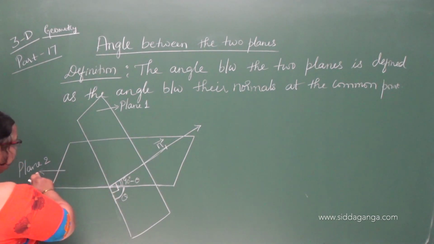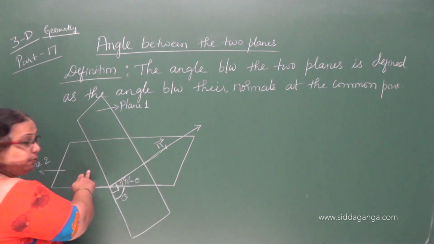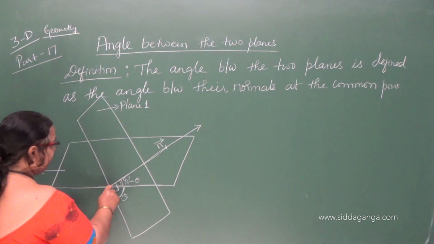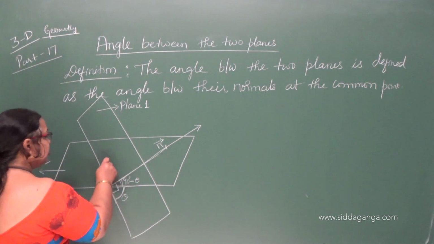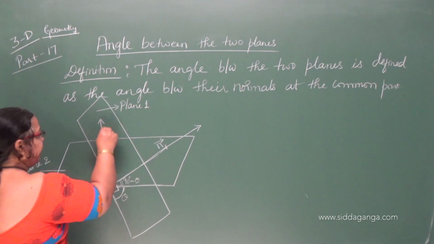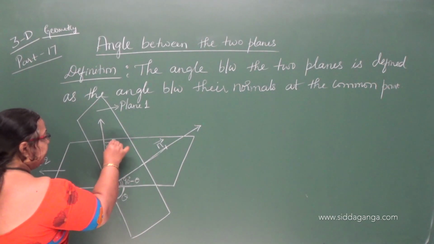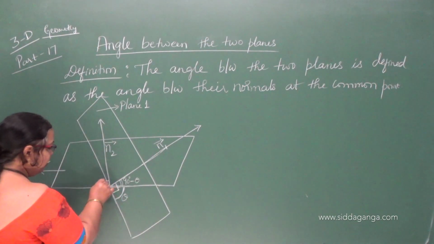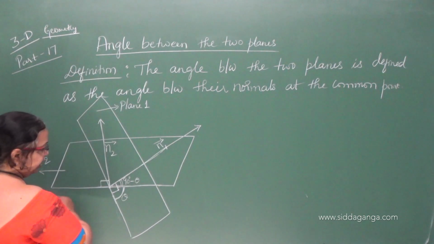Now this is the second plane. Now you draw the perpendicular or the normal vector to this plane. So normal drawn to the second plane. This is n2 vector. Then this is also 90 degree.